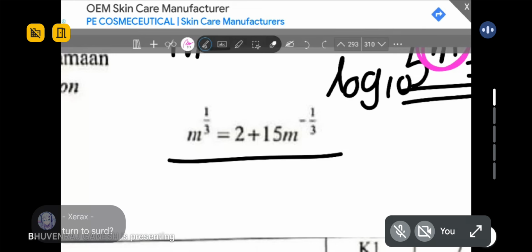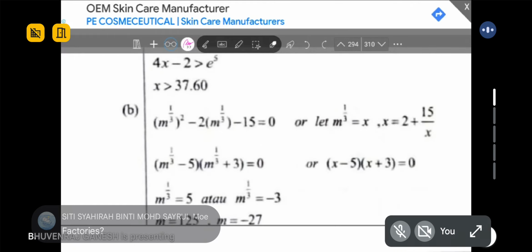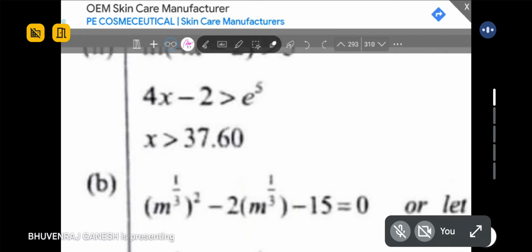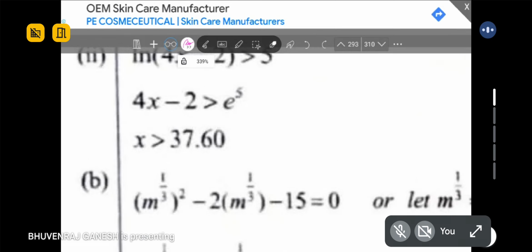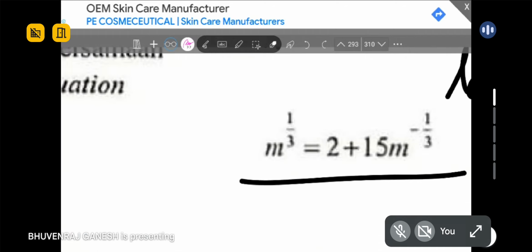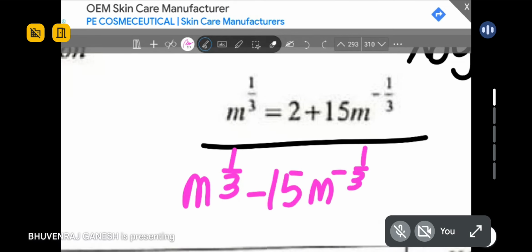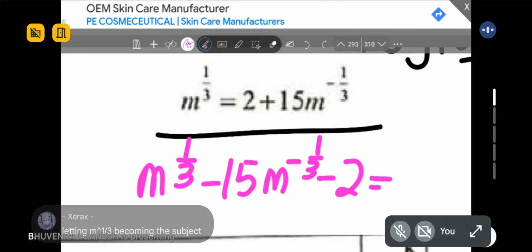So what can you think over here? Usually power 1 over 3 you cannot solve. Am I right, guys? Kuasa 1/3 tak boleh selesaikan. So what you can do is, you can do something like this, guys. Can you see? I'm trying to make it become a quadratic equation. Saya nak jadikan dia ungkapan kuadratik. Faham tak? Okay, so from here, what you're going to do is, you shift everything to the left-hand side. Pindah semua ke sebelah kiri. So you get something like this. Am I right?